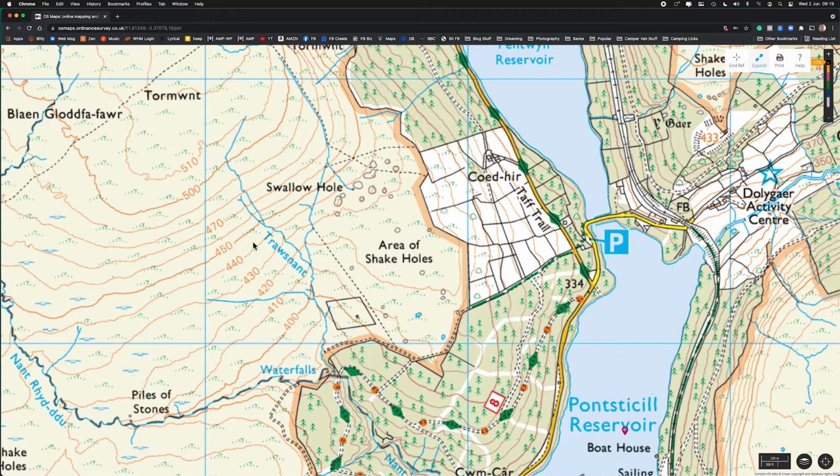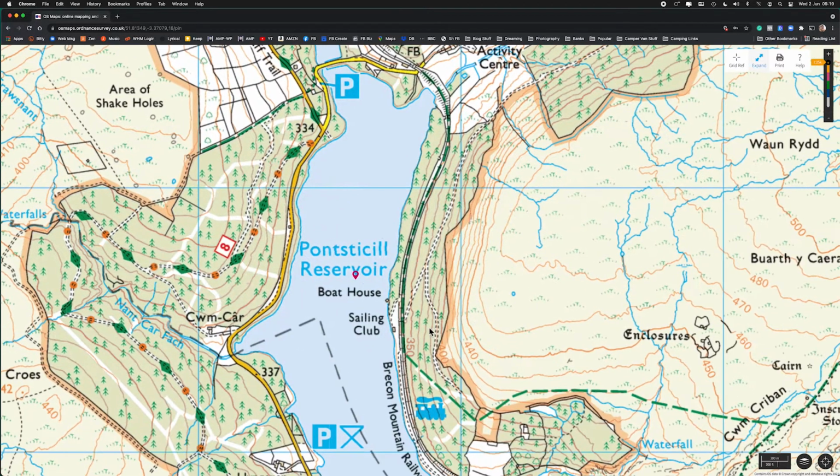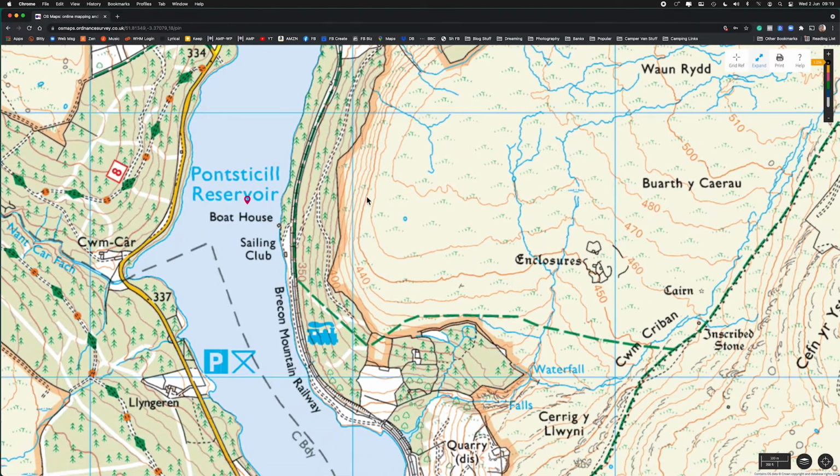If I find a different part of this map, just on the opposite side of the reservoir, I can see some of the contour lines are closer together and some of the contour lines are further apart. If the contour lines are closer together, it means the slope is steeper. If the contour lines are further apart, it means the slope is gentle.